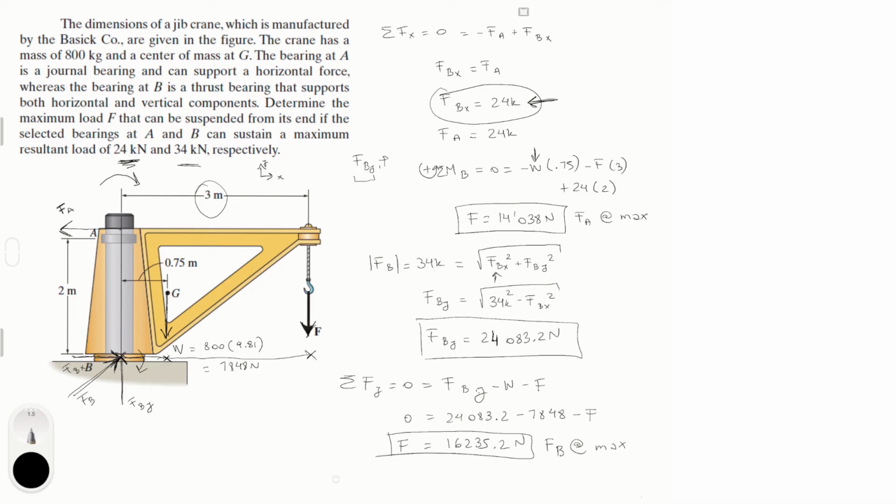So that being said, we have two answers: when F of A is at max and when F of B is at max. And the right answer is going to be the smallest one. Why is it the smallest one? Because if we loaded with 16,235, then F of A was at max when the force was 14,038, so F of A is going to break. If this number was smaller, then this would have been the right answer. But since this number is smaller, this is the right answer.